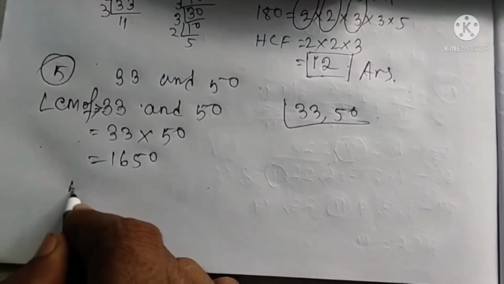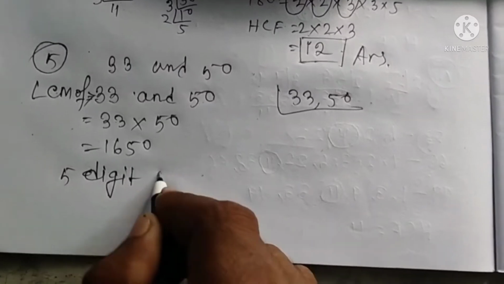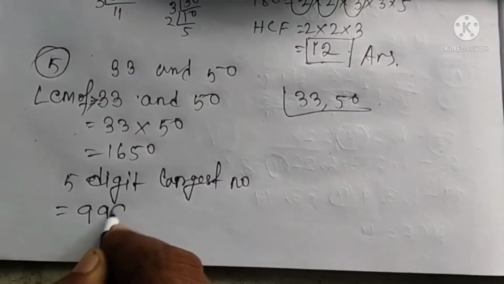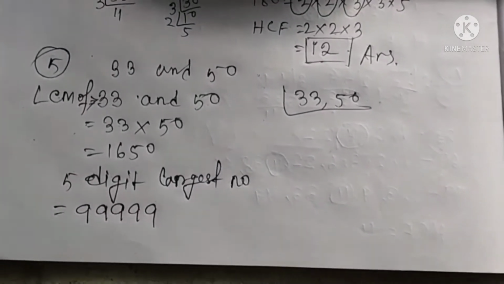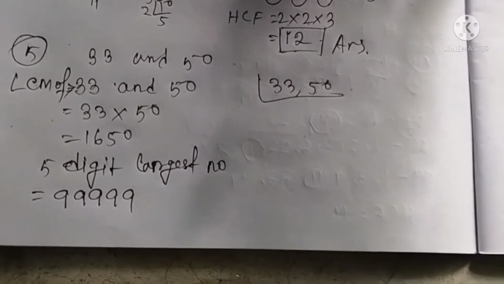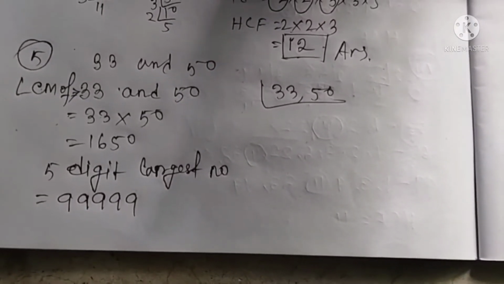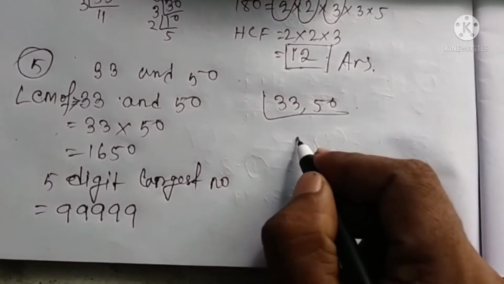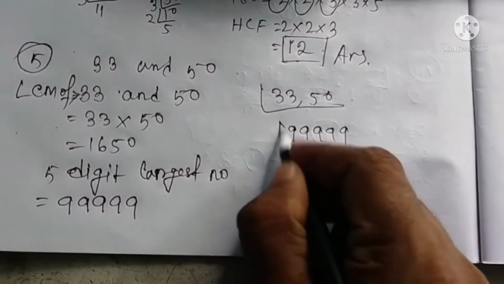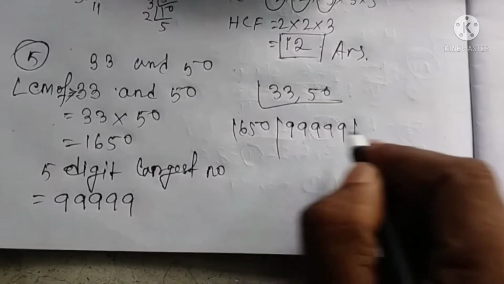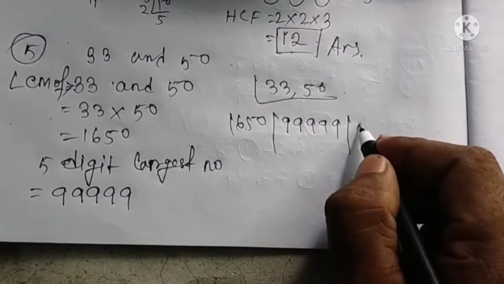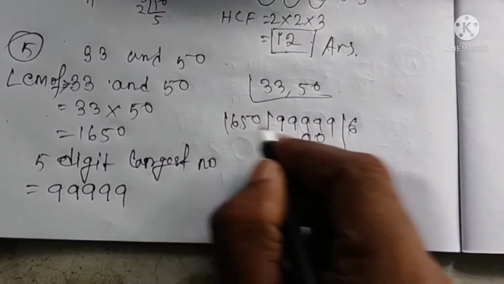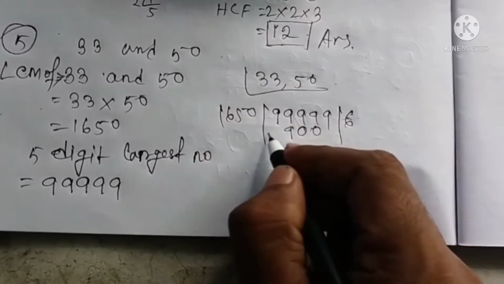Now the largest number of 5 digits equals 99999. Now to get the multiple just less than 99999, we divide 99999 by 1650. So try to divide 99999 by 1650. It can be divisible 60 times, 60 times 1650 is 99000.